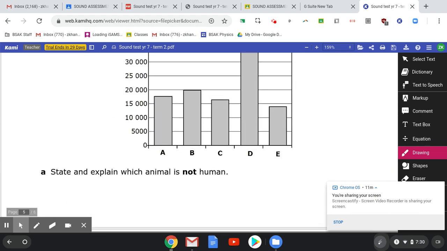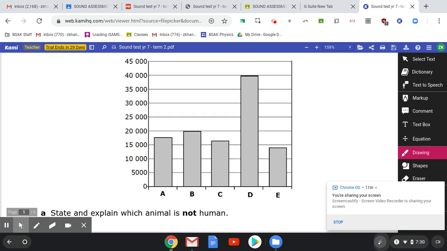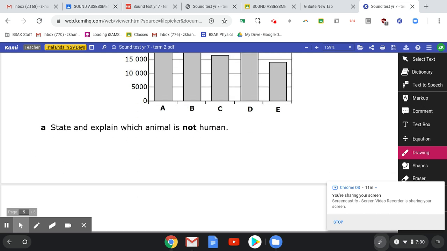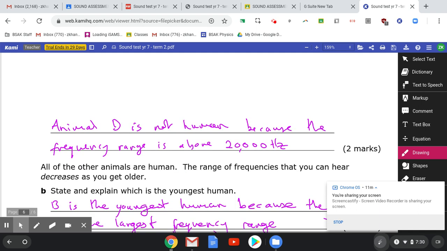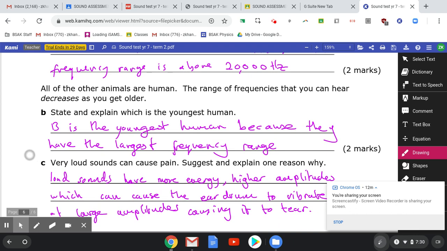So we know that humans have a maximum hearing range of 20,000 hertz. So we see D, the bar for D goes beyond 20,000 hertz, goes all the way to 40,000. So we know animal D is not a human. That's one mark. And the second mark is the frequency is above 20,000 hertz. Okay, that's your second mark. So it says all other animals are human. The range of frequencies that you can hear decreases as you get older.